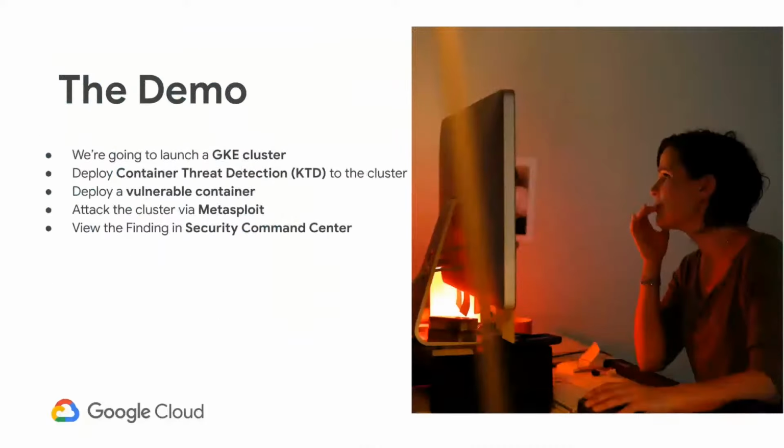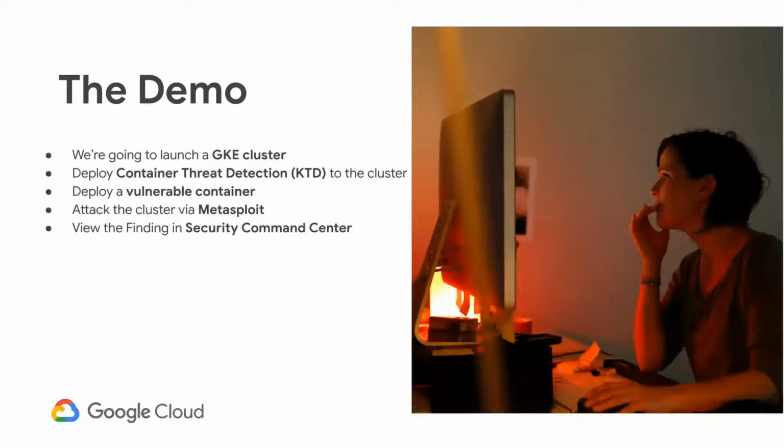Now, I said there would be a demo, and there is. Before I run the demo, I want to tell you what to expect so that as I'm going through it, you're not getting lost. The first thing we're going to do is look at a GKE cluster. I actually launched it ahead of time. It was one of those baking show tricks. We've got a GKE cluster running, and I'm going to show you that KTD is present on that cluster. I'm then going to deploy a vulnerable container, attack that container, and show you the findings that are generated in Security Command Center when I attack that container. So we'll go from having a cluster, deploying a container, attacking it, and seeing the results, all by the time you're done watching this video.